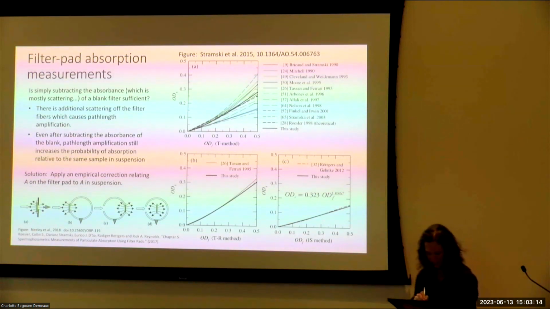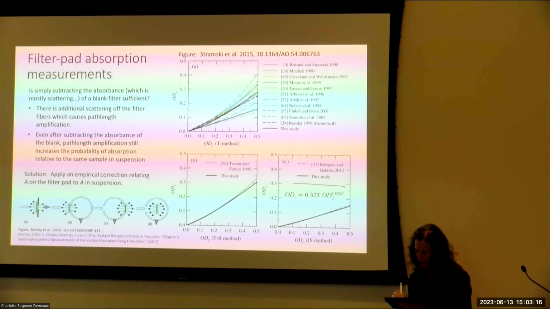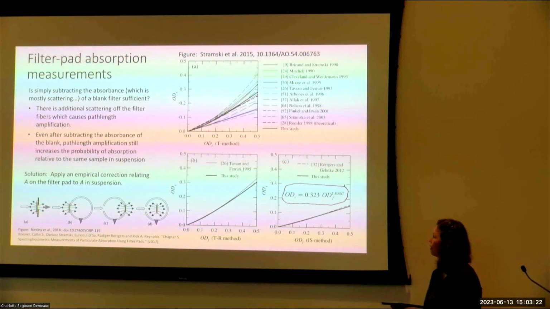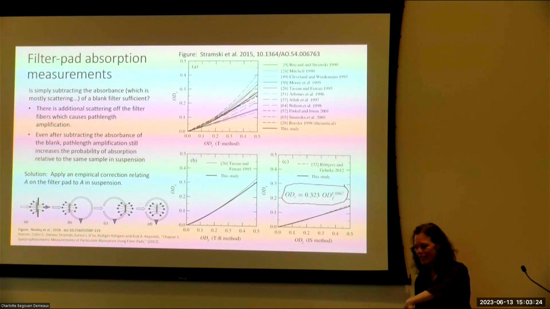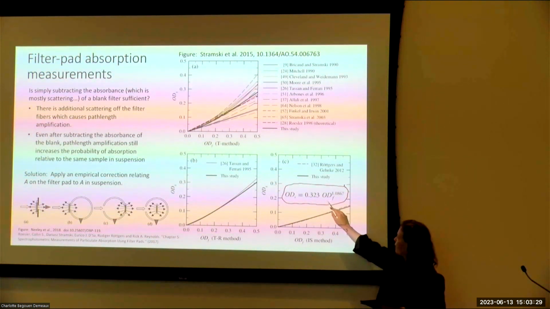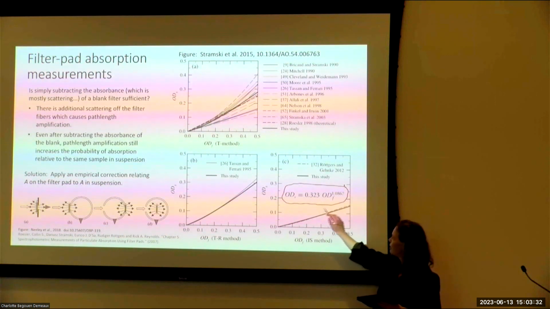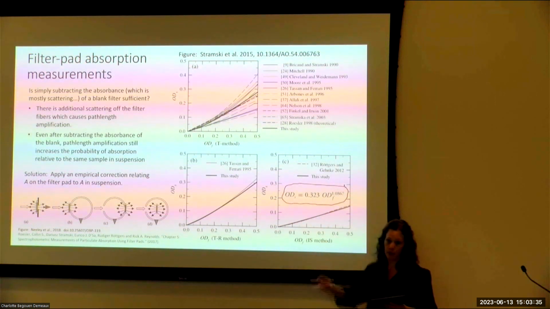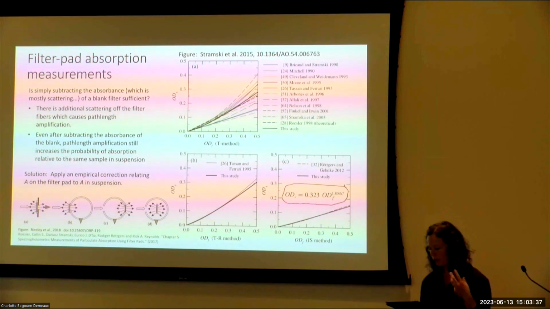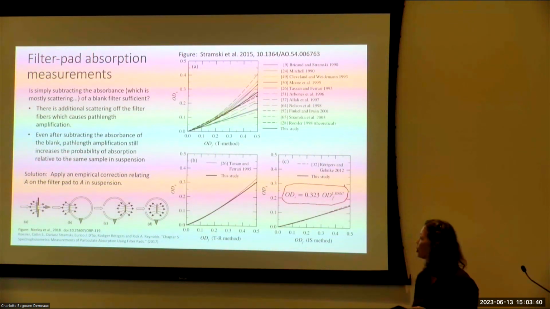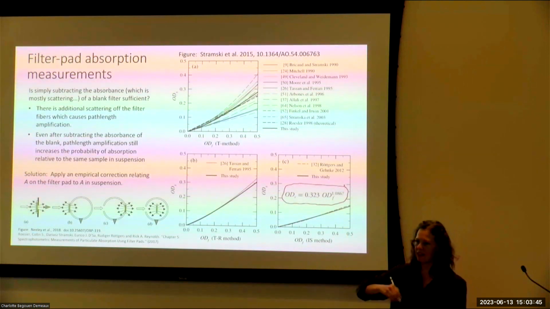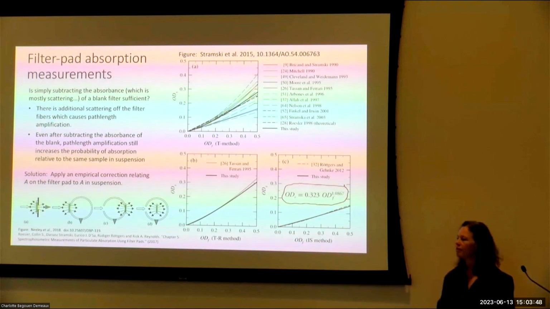But this function that I put on the slide here is also going to be in your lab handout. We're going to do this with the filter pads inside the sphere methods that we'll do tomorrow. You can correct your filter measurement to give the equivalent in suspension measurement. So that's just saying, okay, here's what it would have been. We apply this empirical correction to remove that effect of extra bouncing around inside. Make sense?